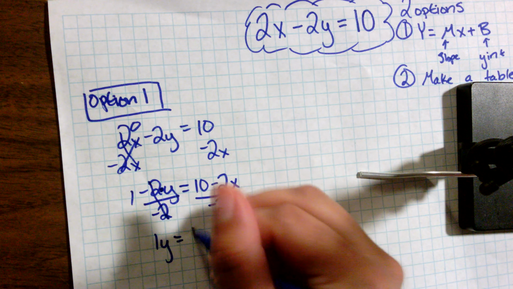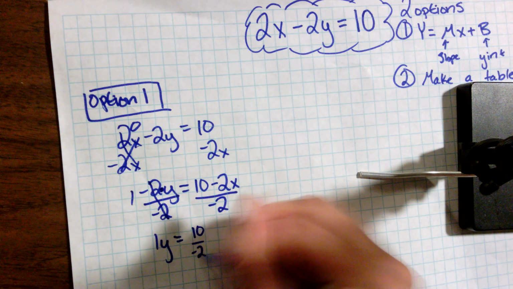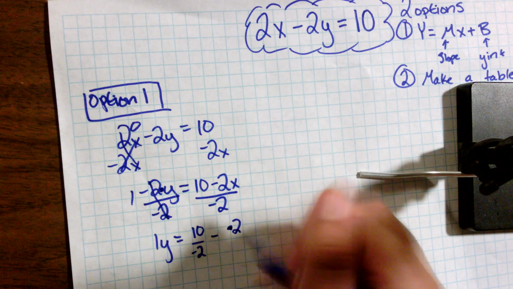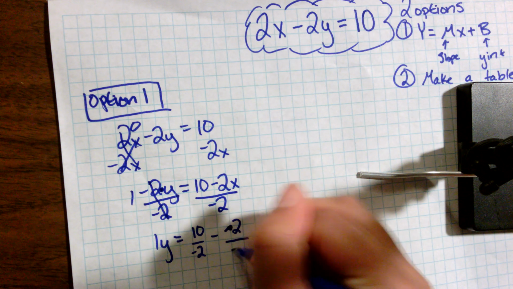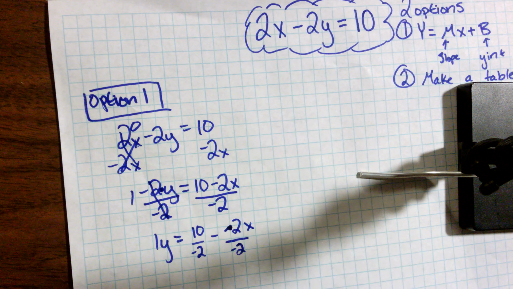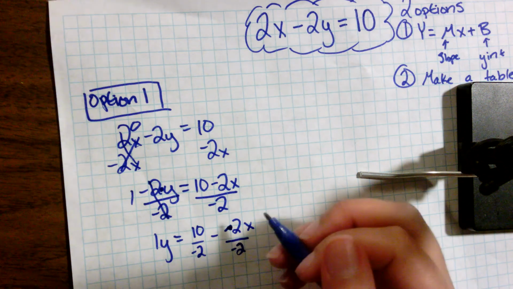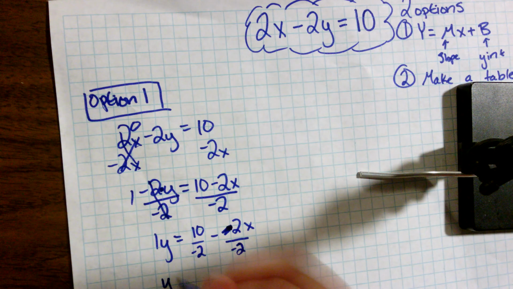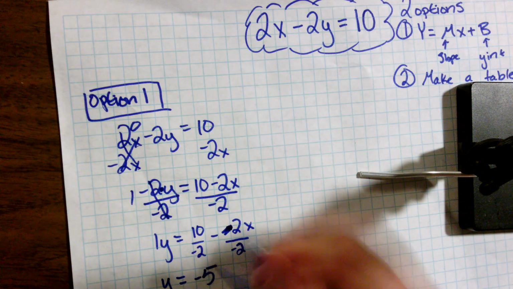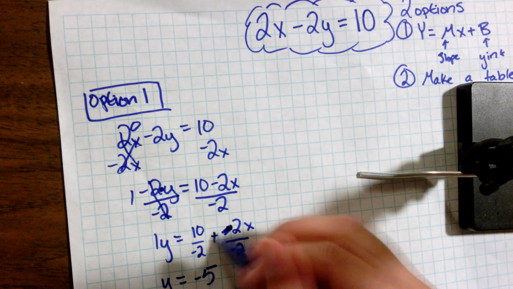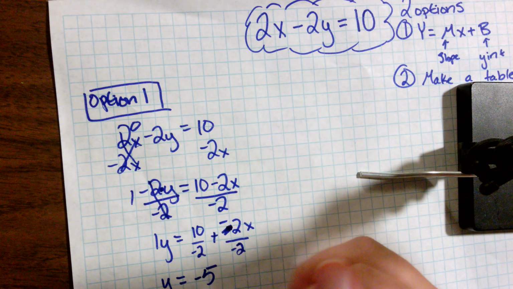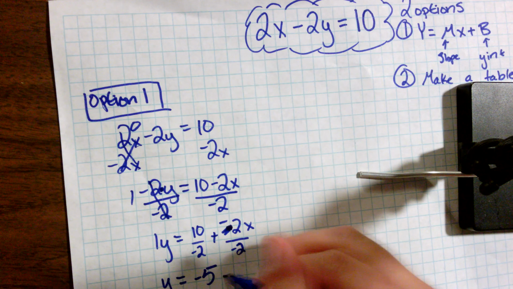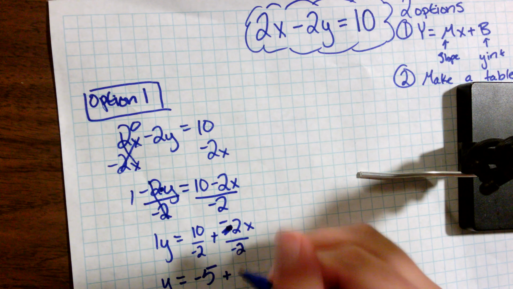Here, I break this down. This technically says 10 divided by negative 2 minus 2x over negative 2. So now I have y equals negative 5, and then a negative, I'll make it plus negative 2x to make it a little easier to see. Negative divided by negative is positive, so I get plus positive 1x.